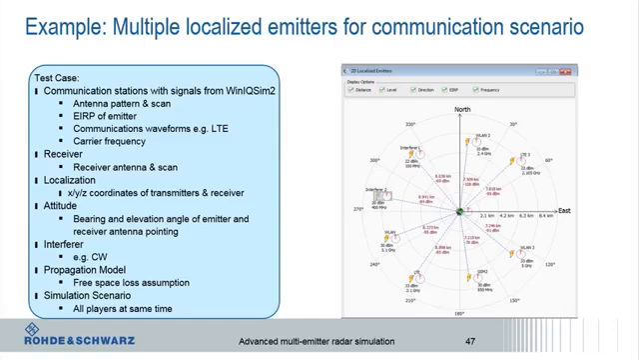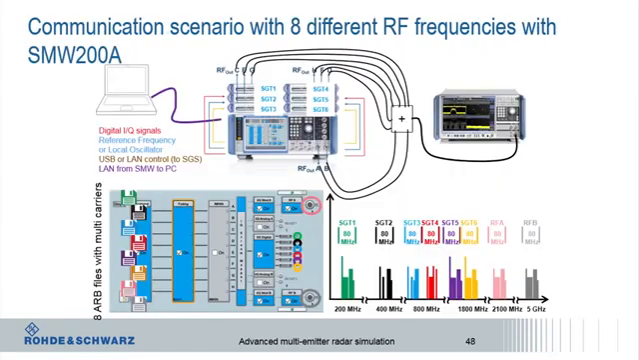All the communication stations have a localization, so to say they have X, Y, Z coordinates. They have a certain attitude, and of course we have to use the propagation model in order to account for the free space loss between the interferers, the communication stations, and the receiver. In this setup, you see how this example can be simulated.